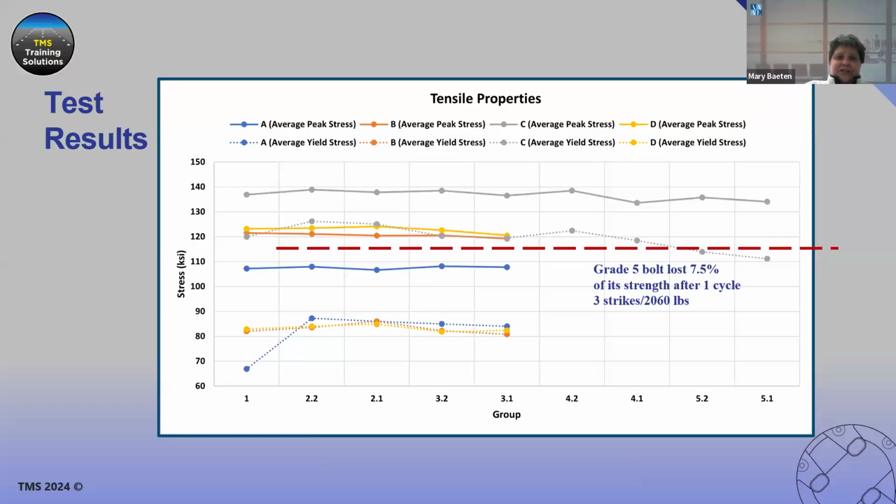And this is the result of the tensile test. This is kind of concerning because the grade 5 bolt, the gray dotted line, actually lost 7.5% of its strength, and that was after 1 cycle, 3 strikes. So this is something that needs to be looked into. We don't know if that's just a one-off, or if it hits 7.5% and that's it, or if it loses 7.5% each time, or how long it lasts before we have no strength left in that bolt. That's something that needs to be looked at. Next.